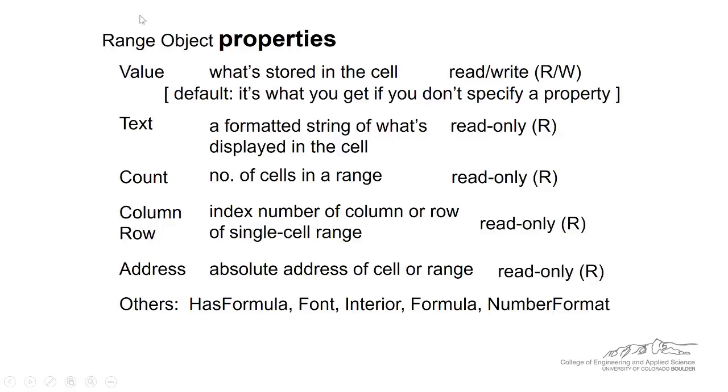Let's take a closer look at the range object properties. The range object can have a value. Obviously that's what's stored in the cell. It can have text, and over here you see whether you can write it or it's read only. Of the ones shown here, value is the only thing that you can change. Count, you can count the number of cells in a range. If the range is a single cell, you can get the column index and the row index. You can also get the address of a particular range.